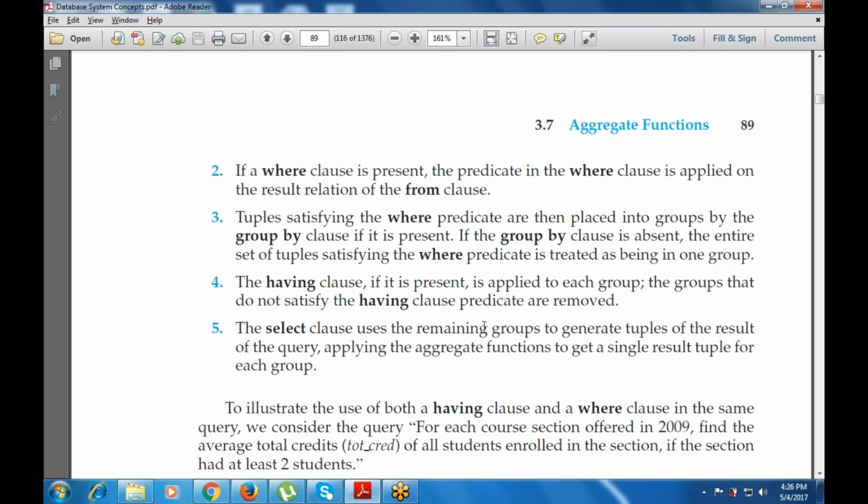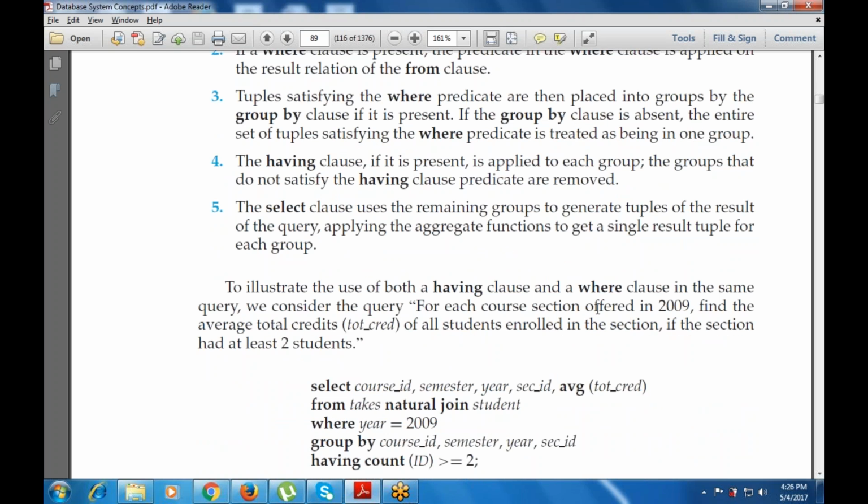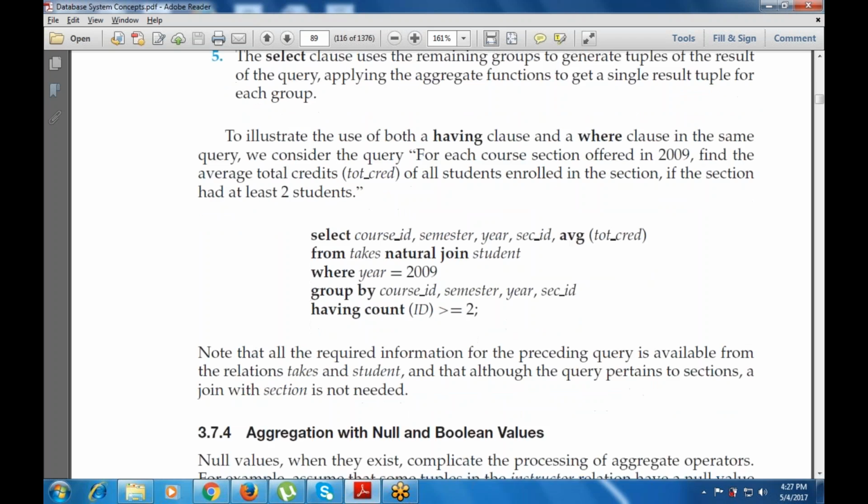To illustrate the use of both the having clause and the where clause in the same query, we'll consider the query: for each course section offered in 2009, find the average total credit of all the students enrolled in the section, if the section had at least 2 students.